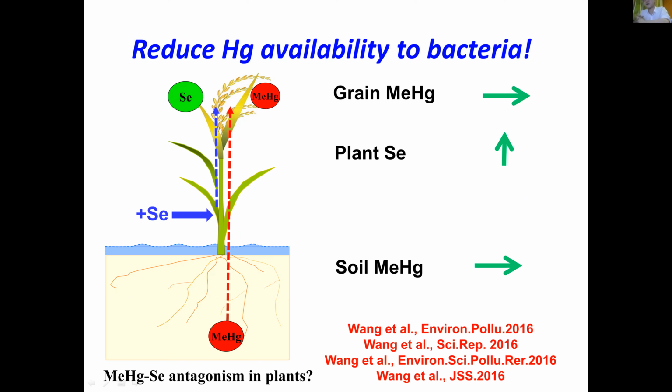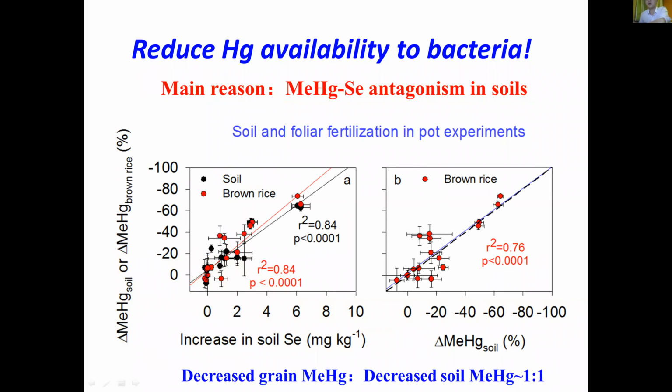And our further evidence shows that there is a very interesting relationship between the increase of soil selenium concentrations and the decrease of methylmercury concentrations in soils or in rice grains. And also we found a one-to-one relationship between the change of methylmercury concentration in soils and the change of methylmercury concentration in rice grains. So just think about this relationship. This may be a little complicated to understand. So maybe you can spend 1 minute to look at this relationship and think about what these figures tell us.